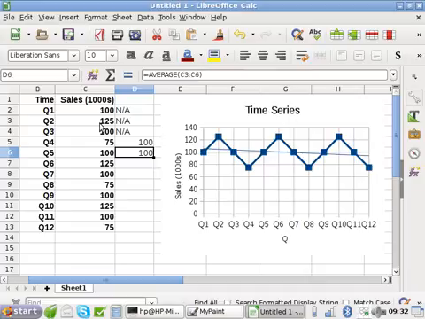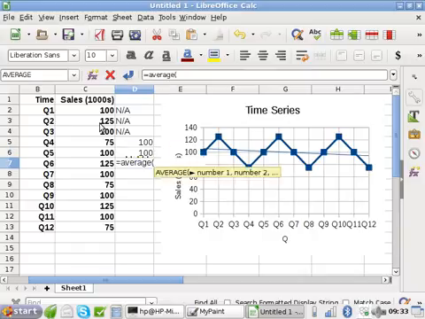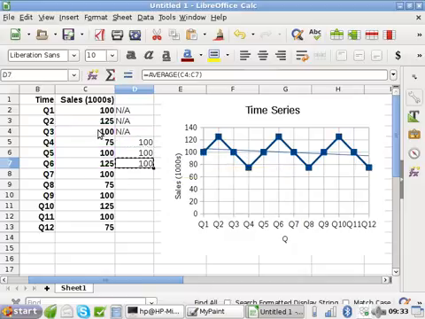Isn't it? Can you see that? Yeah? And then for the next one, our average is 125, 100, 75, 100. We get 100. Okay, so this is the moving average. Although it's not great because the moving average, usually it goes down.